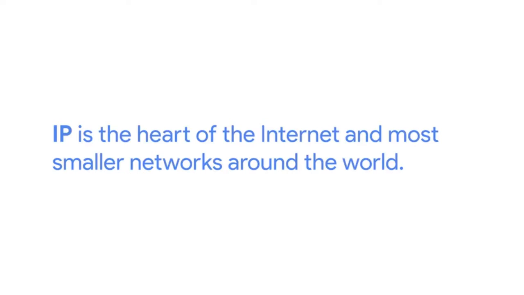While the data link layer is responsible for getting data across a single link, the network layer is responsible for getting data delivered across a collection of networks. Think of when a device on your home network connects with a server on the internet. It's the network layer that helps get the data between these two locations. The most common protocol used at this layer is known as IP, or Internet Protocol. IP is the heart of the internet and most small networks around the world.